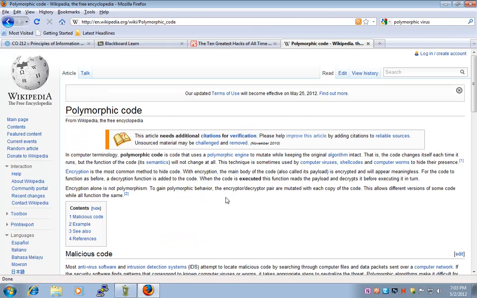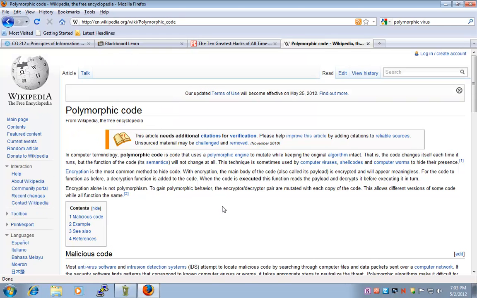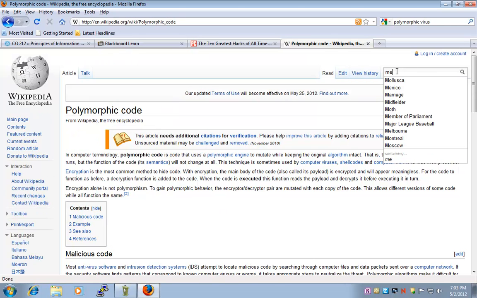All right, so polymorphic code is code that uses a polymorphic engine to mutate while keeping the original algorithm intact. That is, the code changes itself each time it runs, but the function of the code will not change at all. So this technique is sometimes used by computer viruses, shellcodes, and computer worms. There is another way to hide the signature of a virus, and that's through metamorphic code. Let's see if we have that here. Metamorphic.